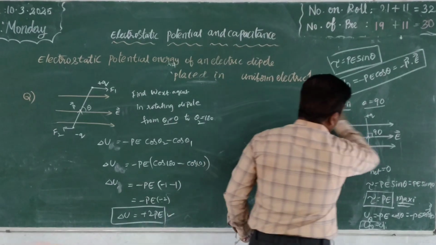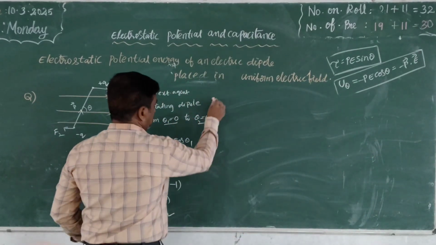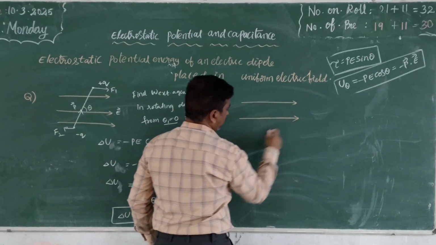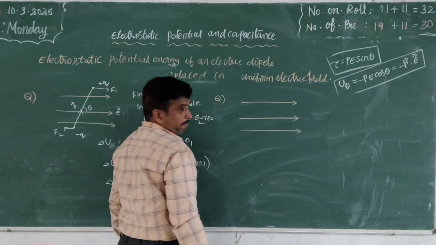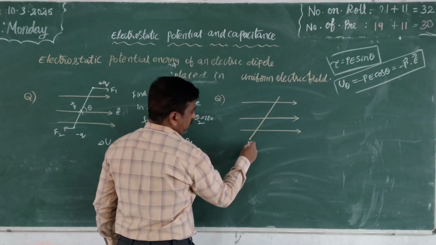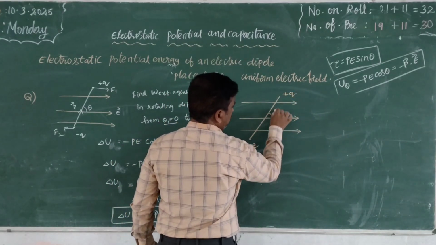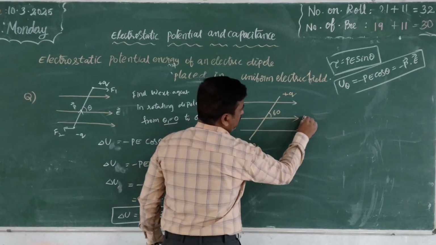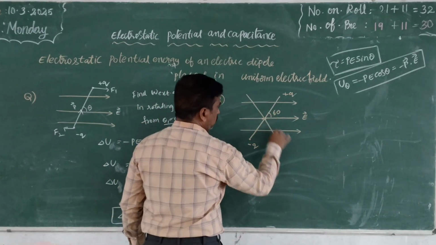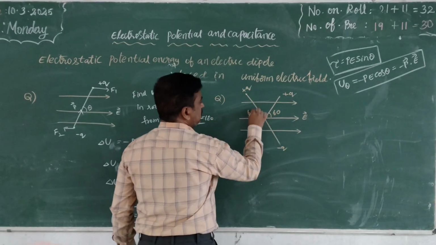Second problem now. Here it is the uniform electric field. The electric dipole is placed, this is the initial condition, it is minus q, it is plus q, at 60 degrees with the electric field. Here it is the dipole moment. It will rotate from 60 to this direction, plus q and minus q. Here the angle is 60 degrees.